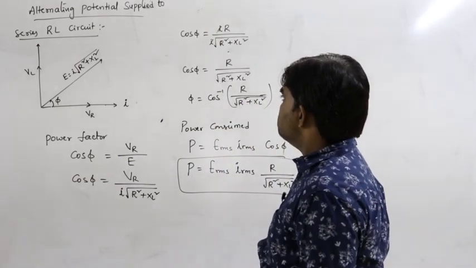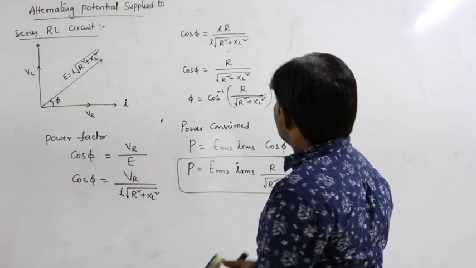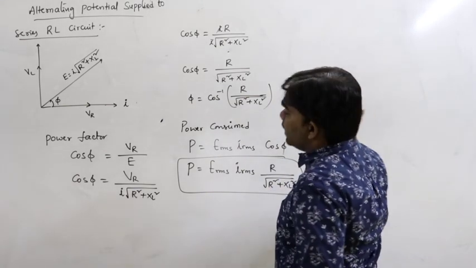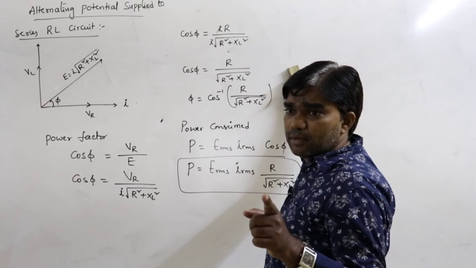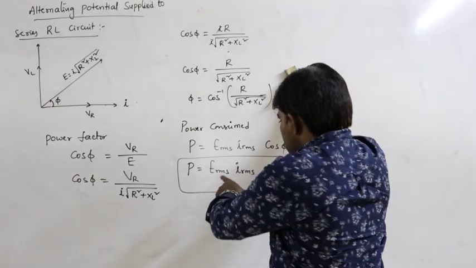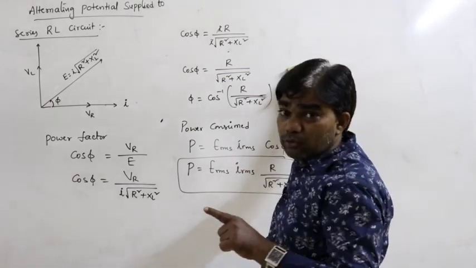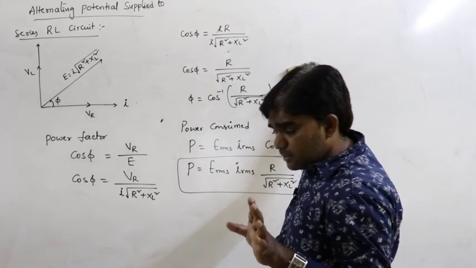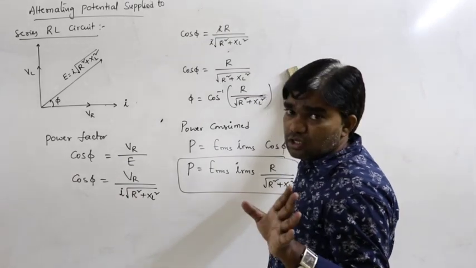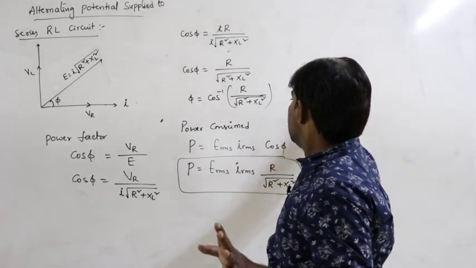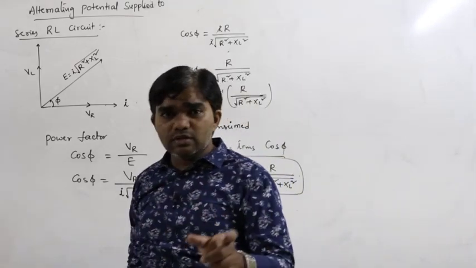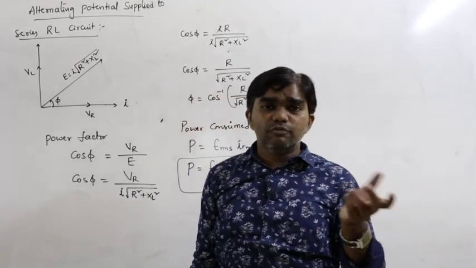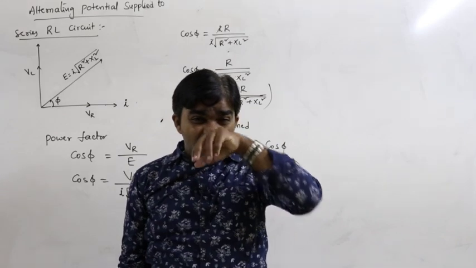Now, this is the power consumed, and one more thing you have to remember is definitely power consumed must be less than in the pure resistor. So that means a pure resistive circuit is not used in real practice, because in case of pure resistor, what happens?